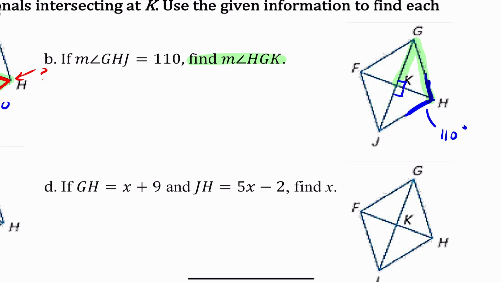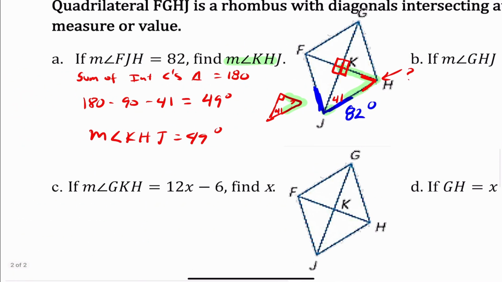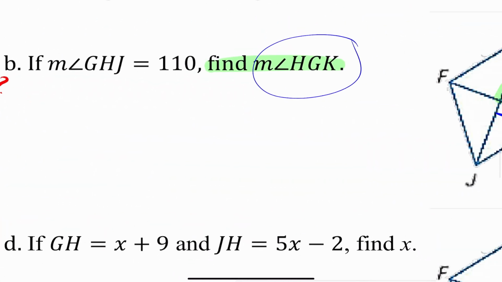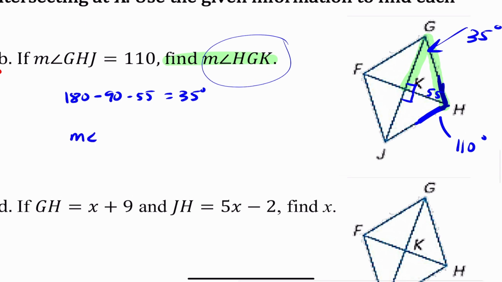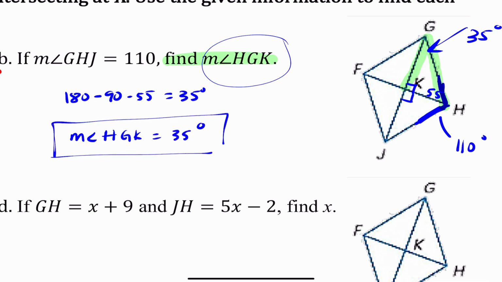And note that this diagonal is going to split that 110 into two congruent parts. So that's going to be 55. So what am I looking for? I'm looking for HGK. So again, this is HGK. This is the angle that I'm looking for. The sum of interior angles of a triangle is 180 degrees. So if I just subtract from 180, I do 180 minus 90 minus 55, and it's 35 degrees. So the measure angle HGK is 35 degrees.